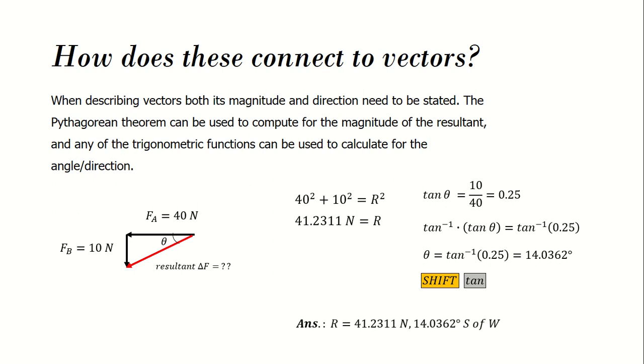So your answer would be this way. The resultant is 41 newtons and the direction is 14 degrees. You can also include your reference direction, meaning to say it's coming from the west, right? And then rotating towards the south. So you put south of west. But again, more discussion of this later on.